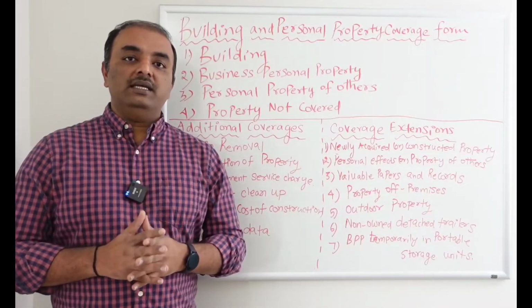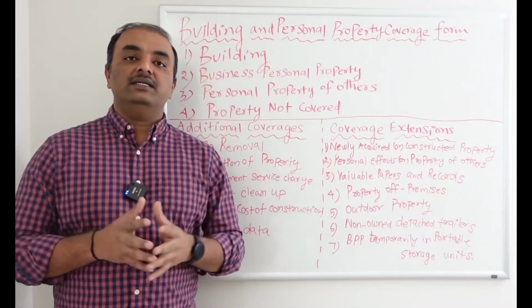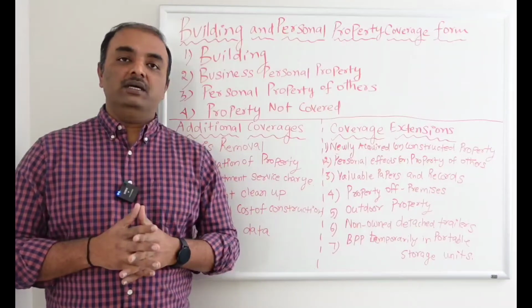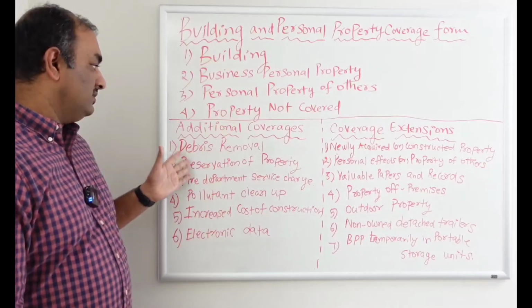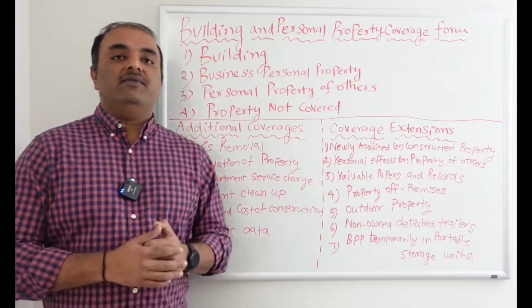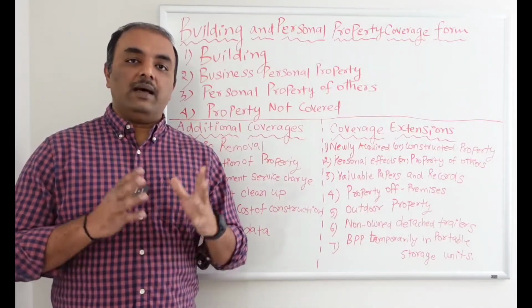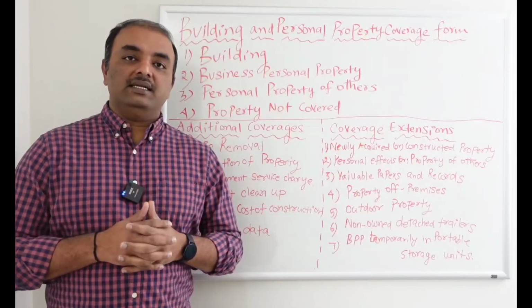Now let's see what are the additional coverages the insurance company gives by default apart from these coverages. That's what we are going to see. The first one is debris removal. If I have a business and some loss happens to my building, as a result there is debris.